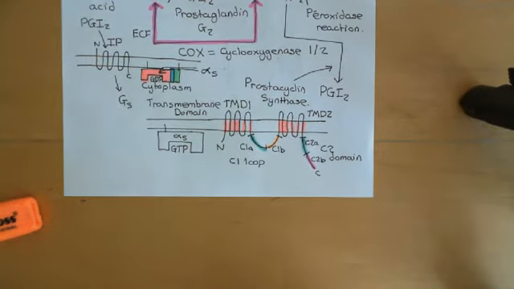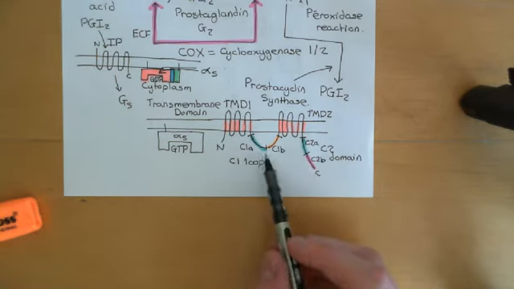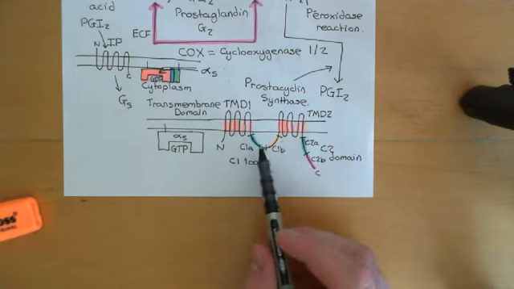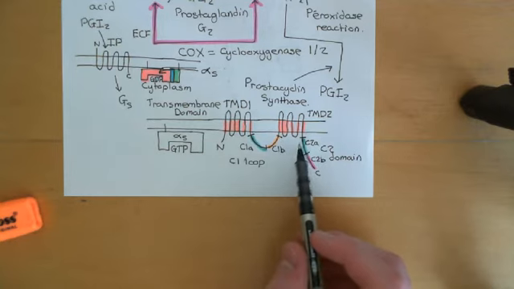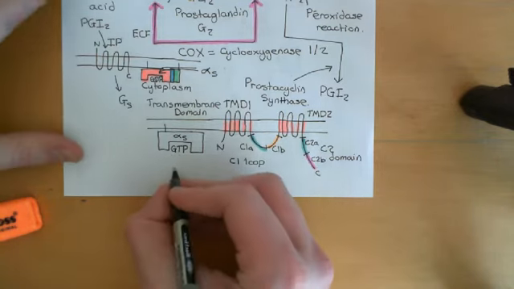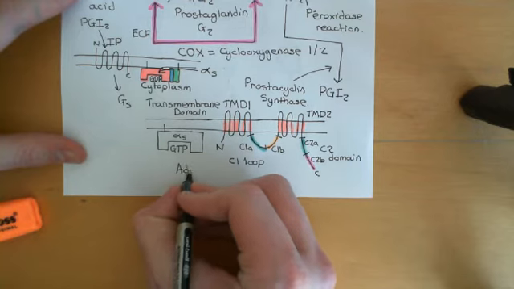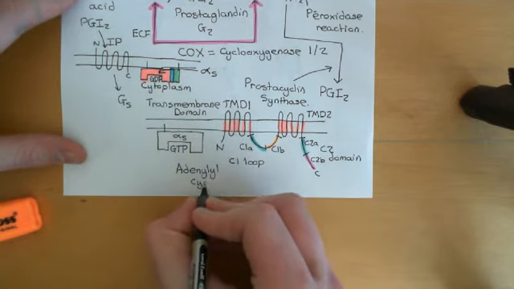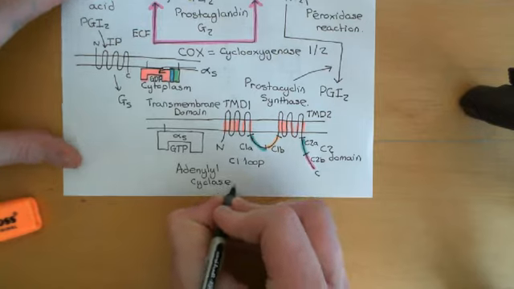The reason I've coloured C1a and C2a in the same colour is that those are the portions which are going to dimerize together to make the active catalytic domain of the enzyme. This is an inactive adenylyl cyclase that I've drawn here, and I should have probably put the name of the enzyme at some point. You can call it adenylyl or adenylate cyclase.